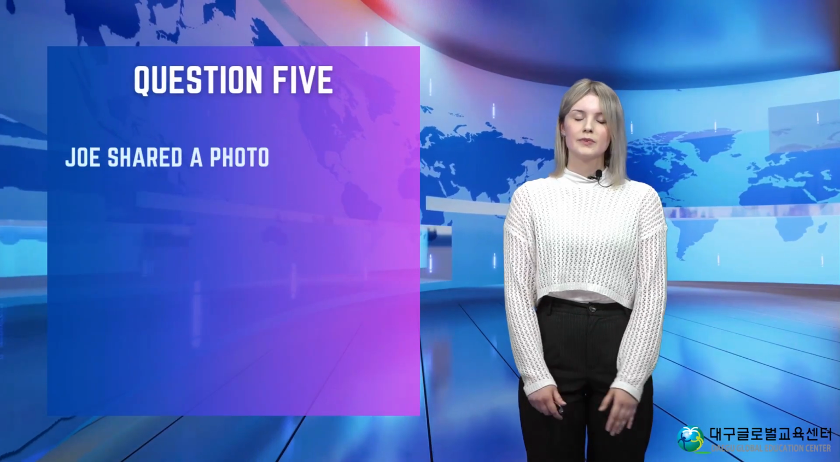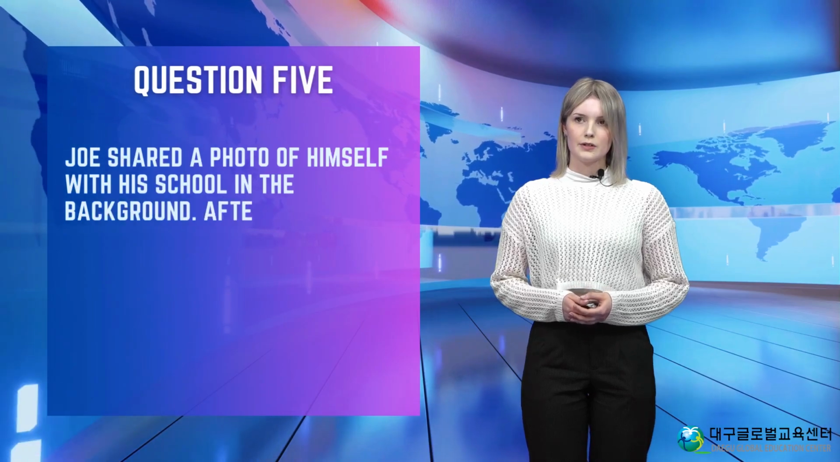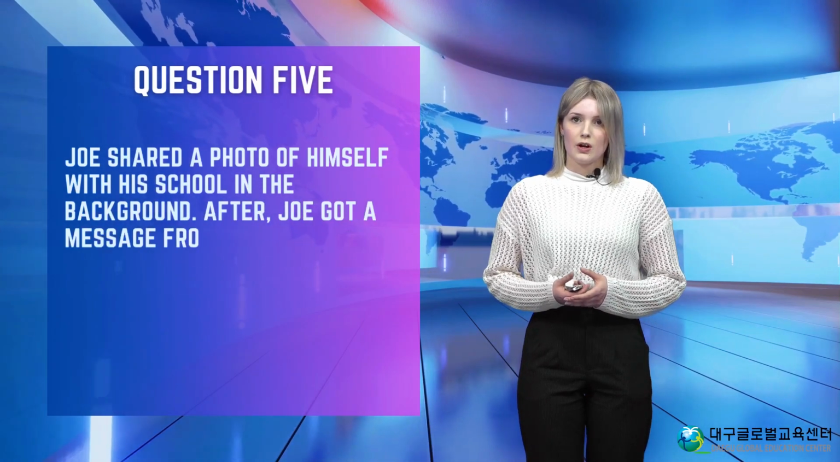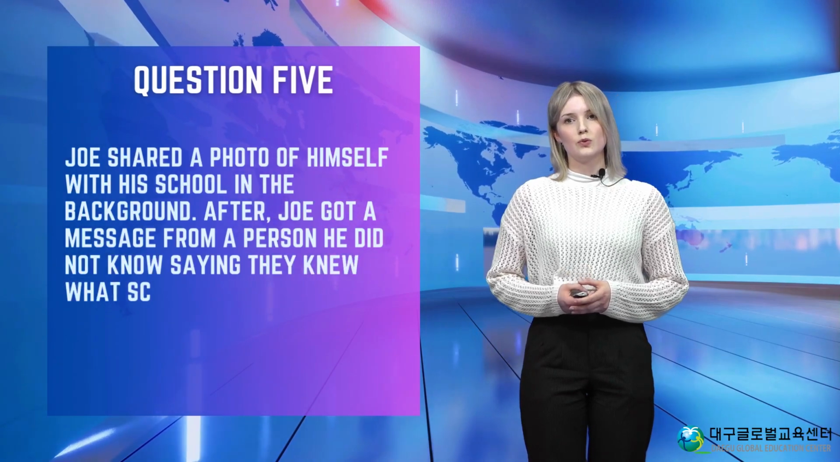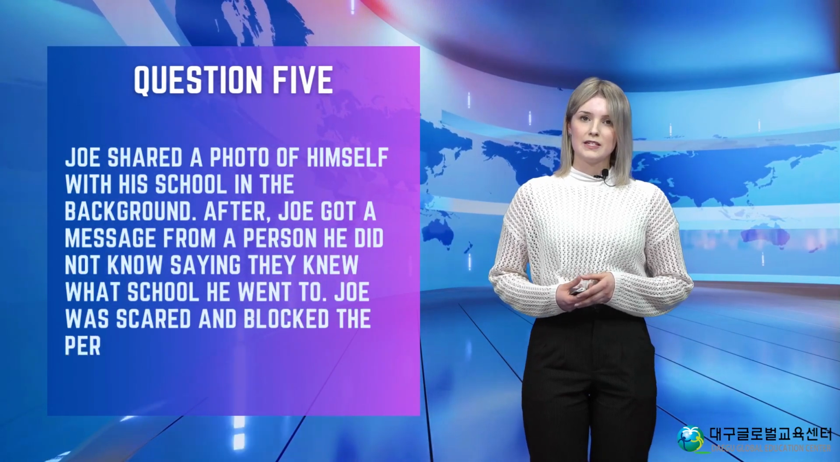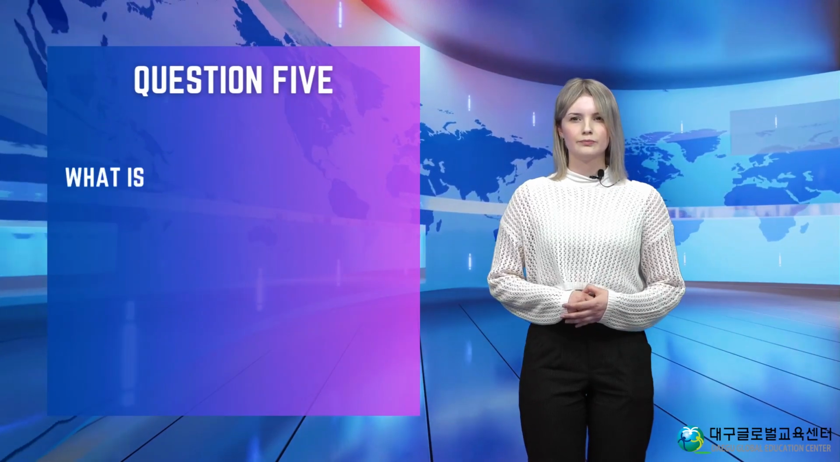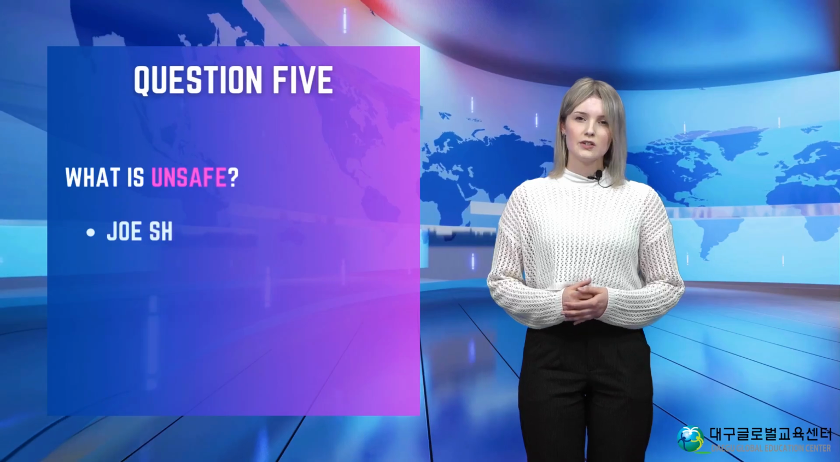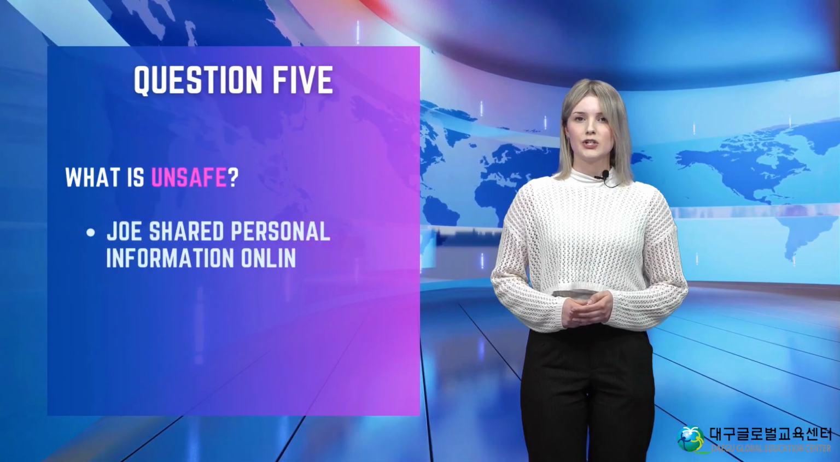Question 5. Joe shared a photo of himself with his school in the background. After, Joe got a lot of messages from a person he did not know, saying they knew what school he went to. Joe was scared and blocked the person's messages. What is unsafe in this situation? This situation is unsafe because Joe shared his personal information and location online.